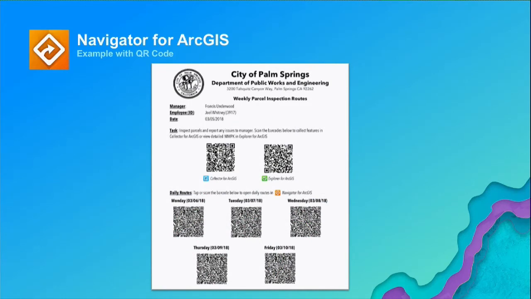Okay, so one last final thing I'd like to show you guys. Right here I have just this PDF example that has a bunch of QR codes on it. It looks kind of funny, but each one of these QR codes does a specific task. In this case, it's just an example workflow where a manager is giving a field worker a sheet of paper that has some weekly routes on it. So each one of those QR codes at the bottom has a specific Navigator route that will be launched once I scan it.